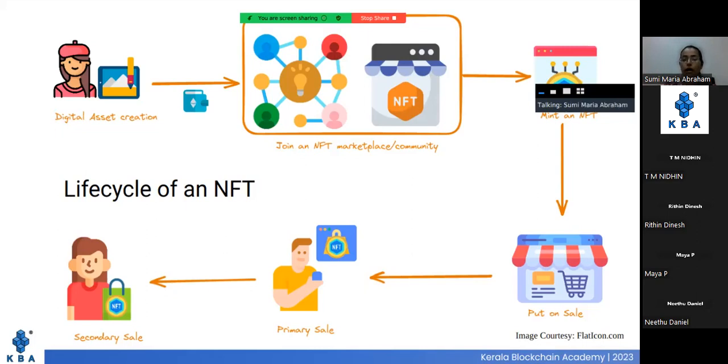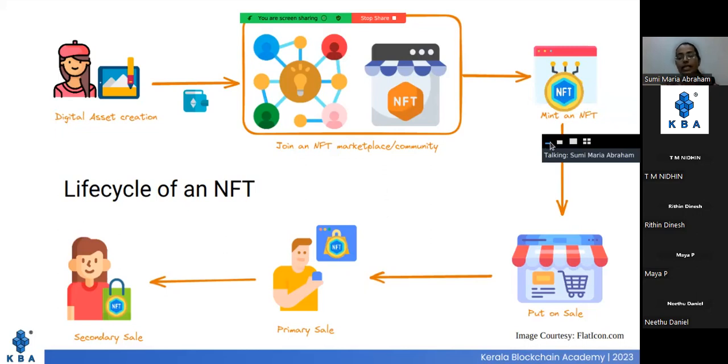Now, once you are a part of the community or say a marketplace, there will be options to mint an NFT. Minting an NFT means converting this particular asset into a token. The tokenization part is termed as minting. Then we have a blockchain record, a record with all the peers, that we have a representation of a digital asset which is owned by so and so. So that is the process of minting.